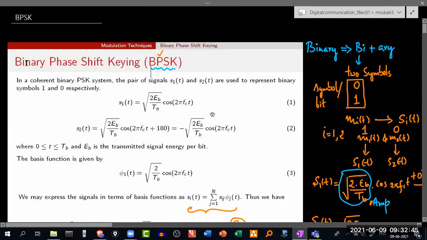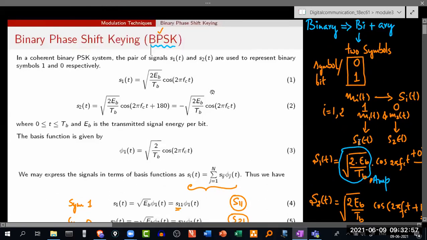For the time being, we have considered binary phase shift keying, BPSK, where we have two message signals, M1 of t and M2 of t, which are in turn converted to signals S1 of t and S2 of t. Right now, according to our algorithm, we have to represent our signals. So in order to represent signal S1 of t, let's make use of this equation.